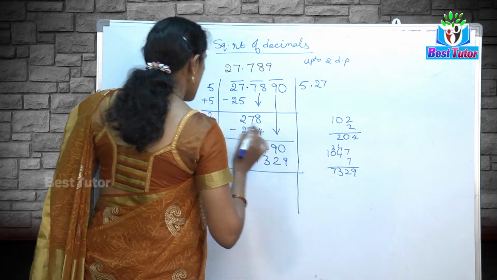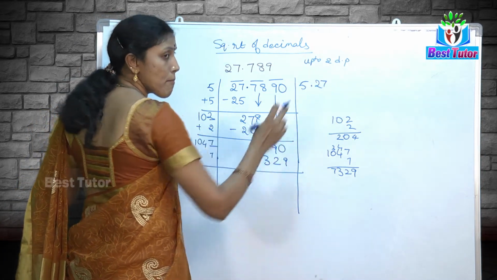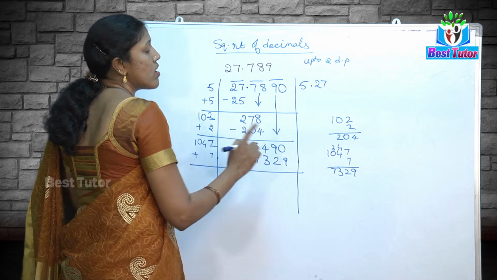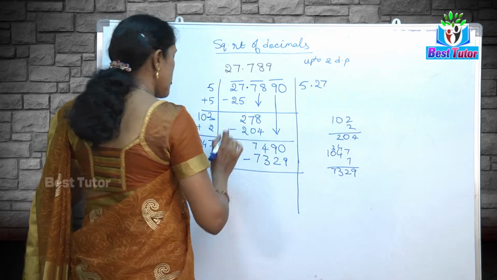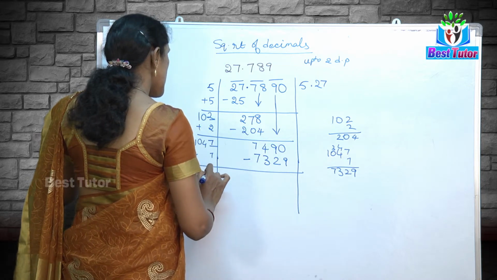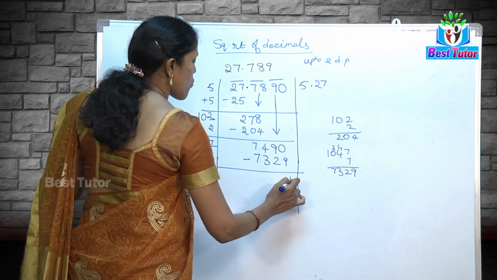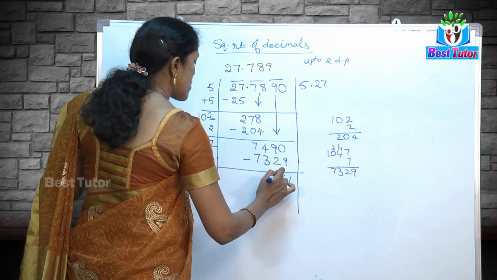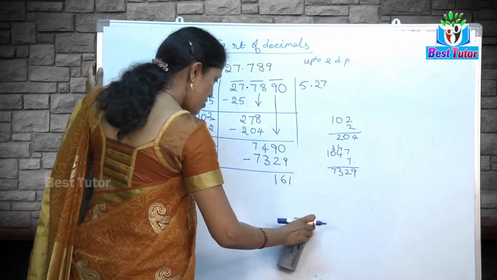This procedure continues. I have asked till 2 decimal places. These are 2 decimal places. But we should not stop it here. We need to continue with the 3rd decimal place also and then round it off. Now it's going to be 7 plus 7, 14, 5, 0, 1, and here 10 minus 9 is 1, 8 minus 2 is 6, 4 minus 3 is 1.